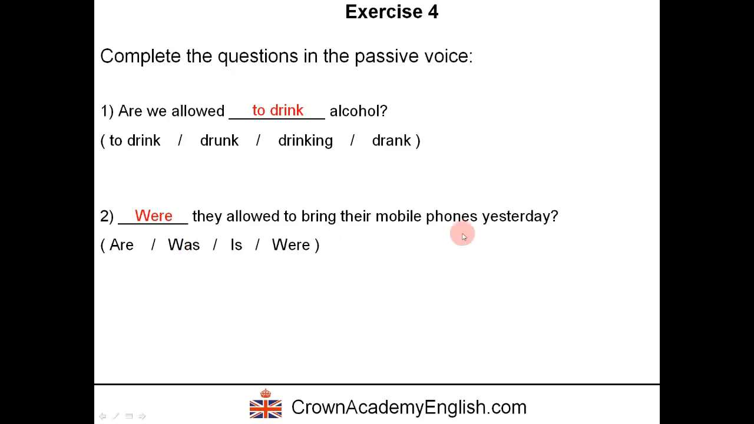Okay, and number 2, were they allowed to bring their mobile phones yesterday? So first of all, notice that this is in the past. Why is it in the past? Well, again, we have this keyword yesterday. So that tells us it's the past. And they, this tells us that it is the third person plural. So the third person plural form in the past of the verb be is were. Were they allowed? So here we have the past participle. Were they allowed to bring their mobile phones yesterday?